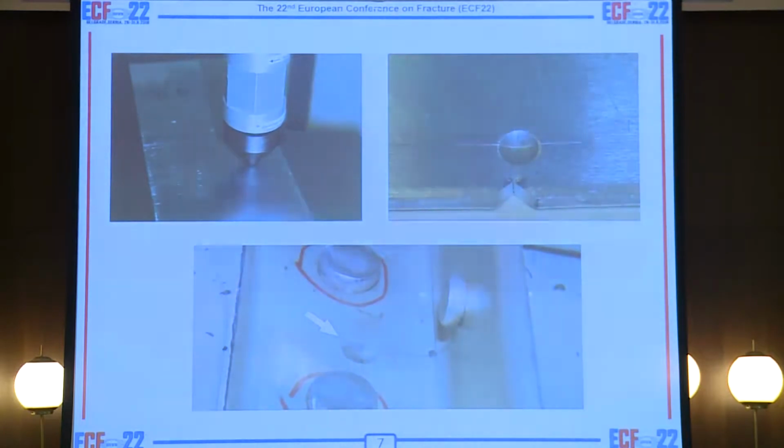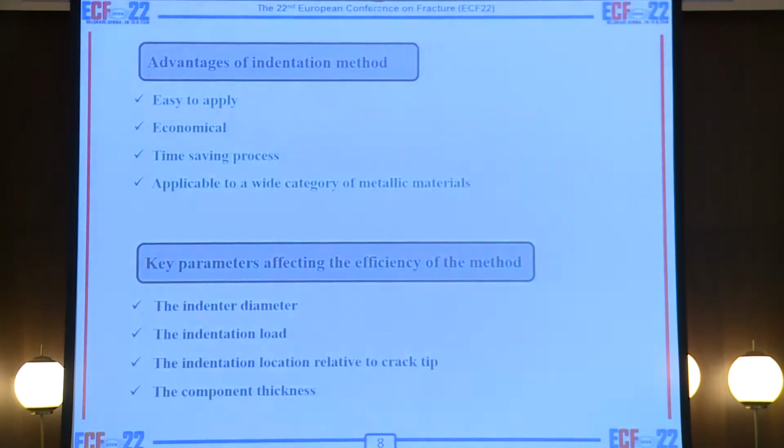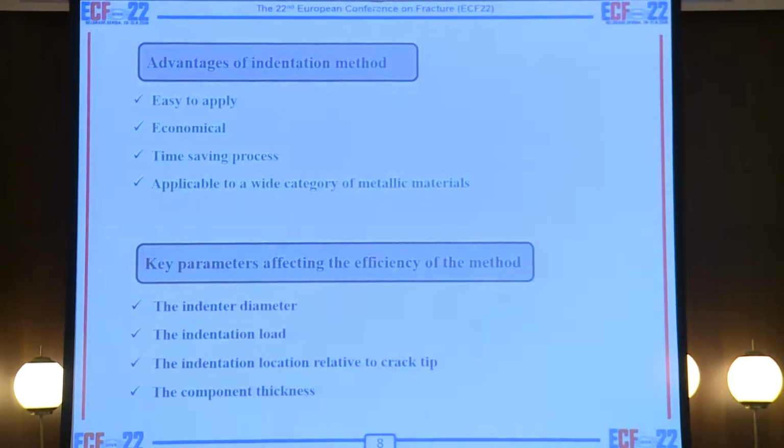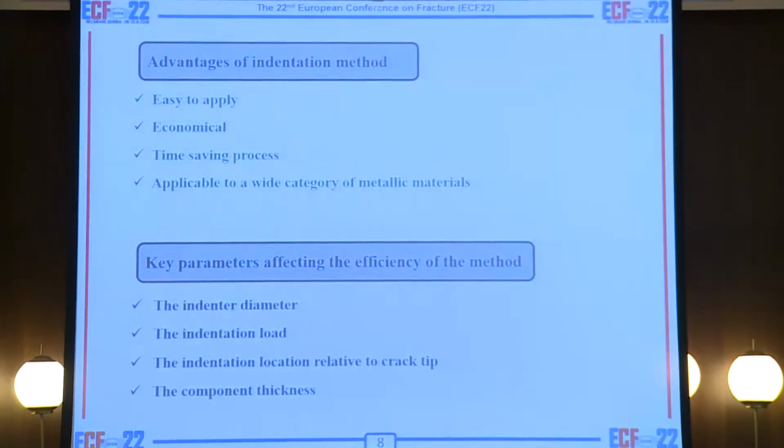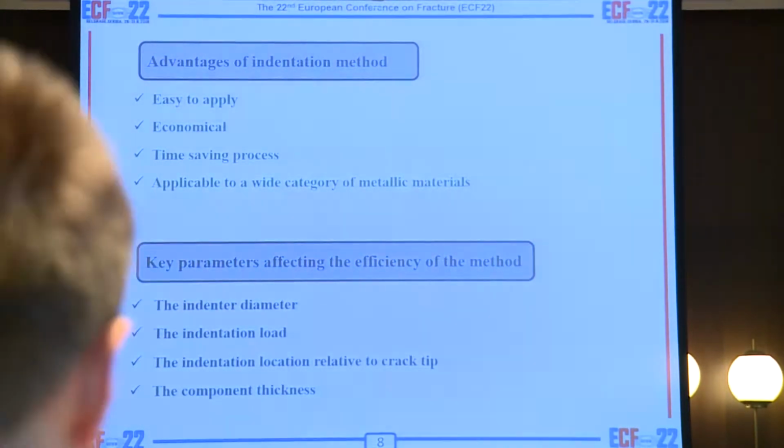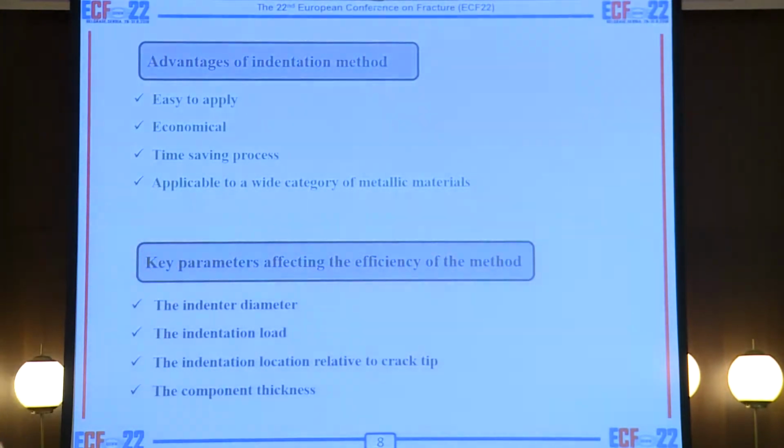As you can see in these pictures, this method has been widely used by indenting the crack tip, and by this work you can increase the fatigue crack growth life. It's mainly used for the repair procedure in airplanes, and there are some advantages. It's easy to apply. It's just an indenter that is applying a compressive load ahead of the crack tip. It's economical, it's time-saving, and you can use it for a wide variety of metallic materials.